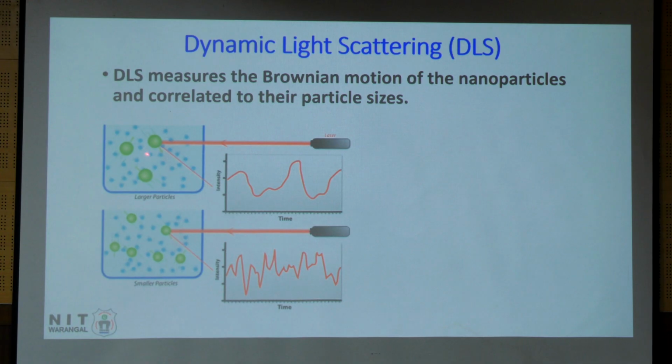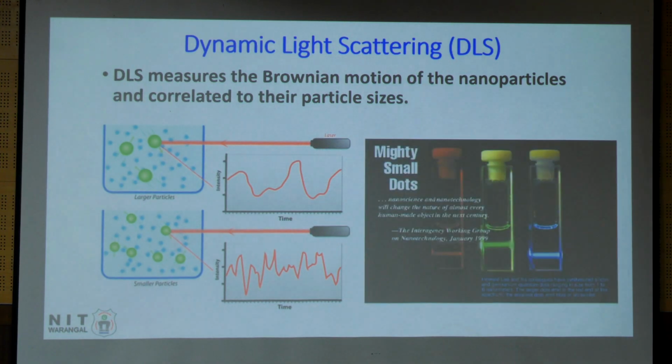So you can see the bigger particles have slow movement, and they use a particular laser. Usually for dynamic light scattering they use a red laser. Otherwise, a green laser of 532 nanometers will be used. So smaller particles have more scattering, and you can see a lot of distribution that you can get with that. And different sizes of the particles you can estimate.